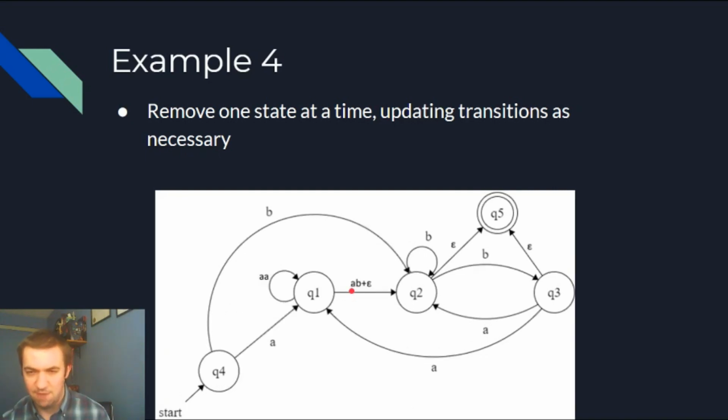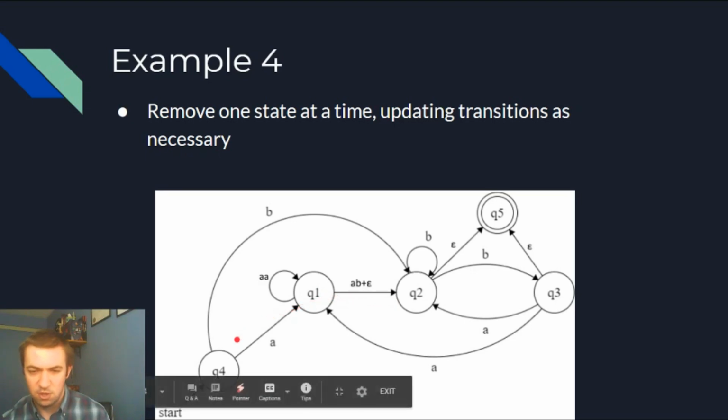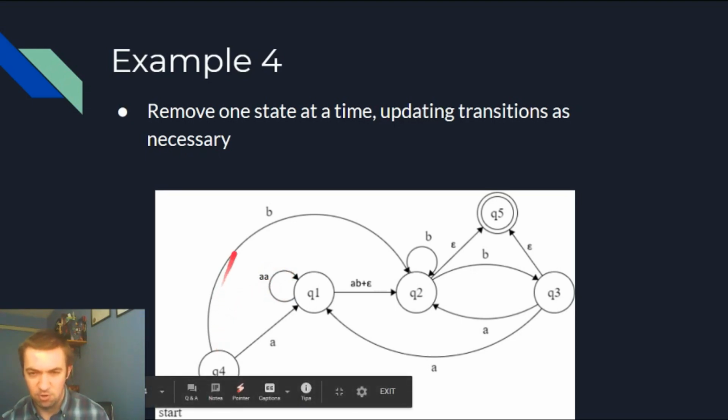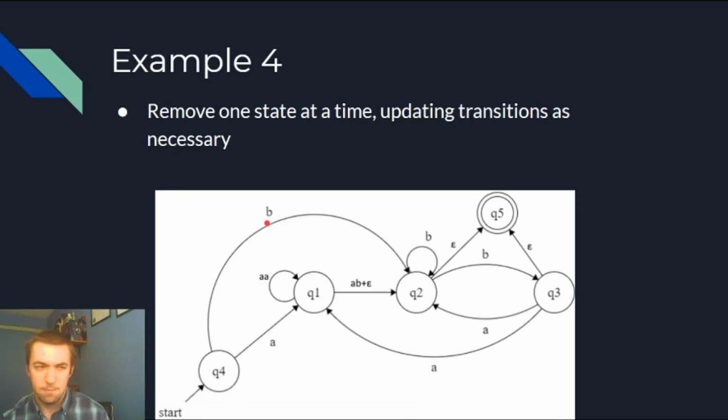So now we have AB or epsilon takes us from Q1 to Q2. Q4 can take A to get to Q1, which loops back upon itself anytime you're given the string AA. And finally, Q4 goes all the way directly to Q2 using B.